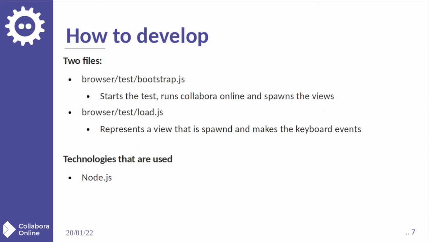If you want to get involved in terms of development, the project consists of only two files. One is bootstrap.js. It starts the test, runs the Collabora Online in the background, and spawns the child views. Also, it controls their life cycle as they are separate processes.